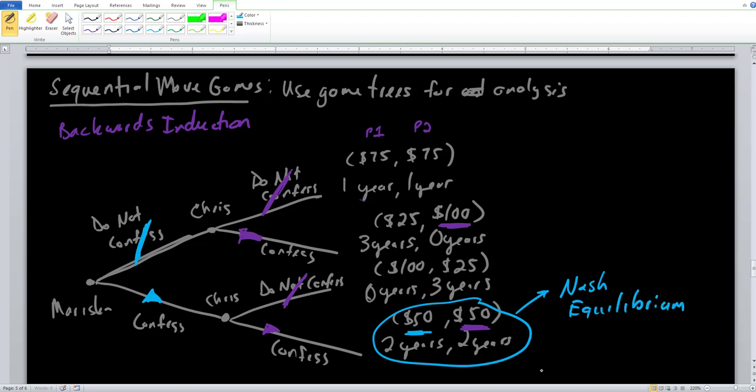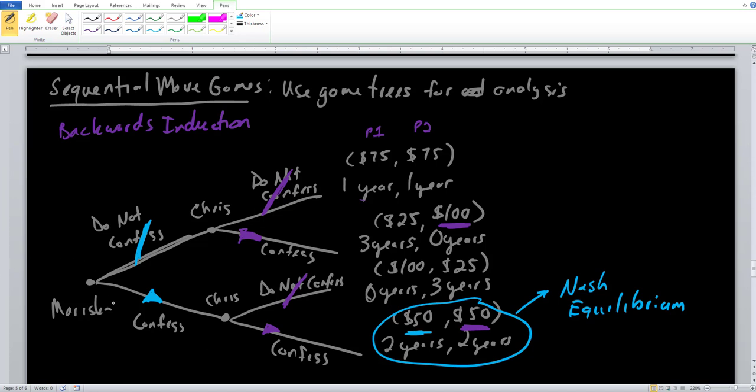And we notice that this is actually the same strategies for both of these players and the same payoffs as it was under the simultaneous move game. So in some instances, the sequential move game gives us the same answer, the same Nash equilibrium as the simultaneous move game. But that's not always going to be the case, so you do want to be aware about that when you transform these games from one to the other.